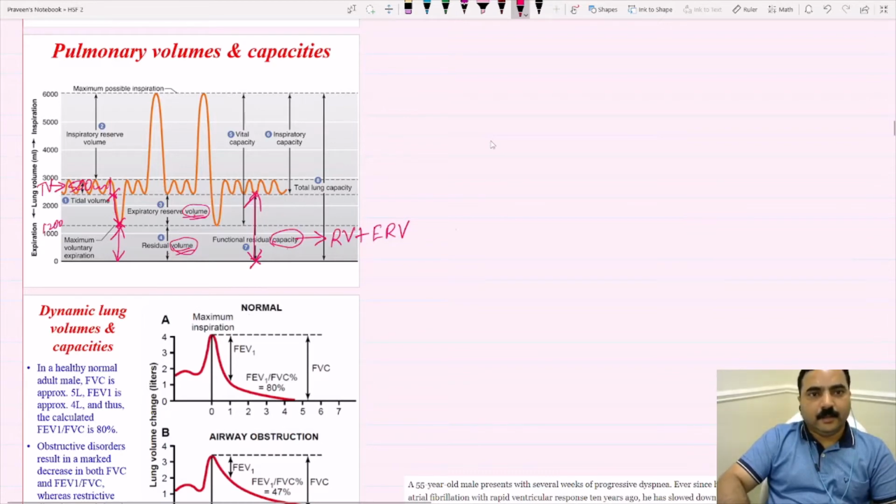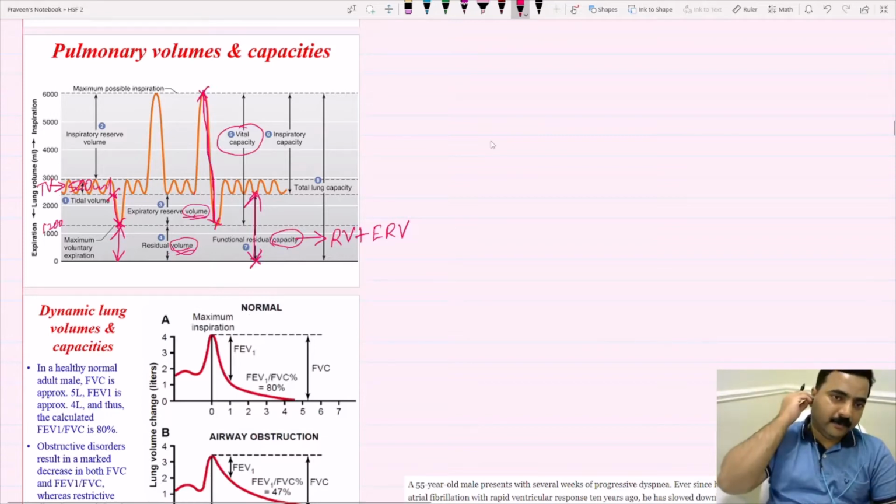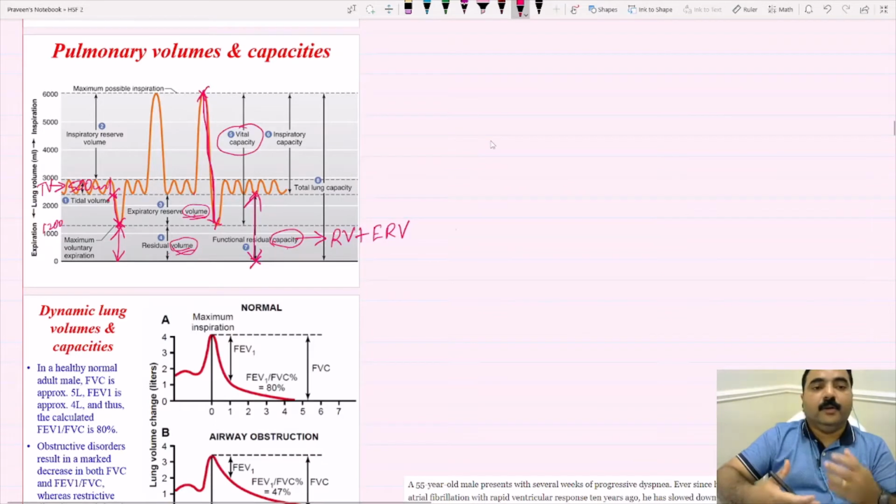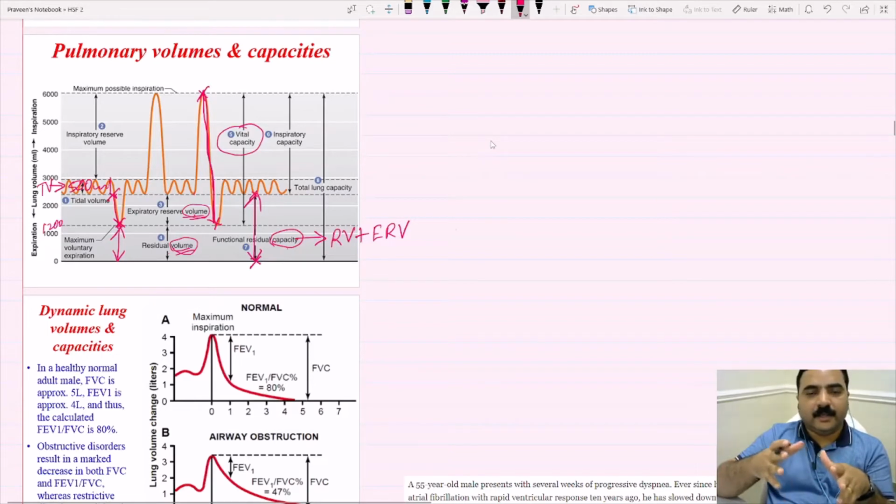Now another thing is the vital capacity. Vital capacity is the volume of air that can be forcefully expired out after a forceful inspiration. We always take the vital capacity as the volume of air that can be forcefully expired out, not the volume that can be forcefully inspired in, because that does not give an indication for distinguishing obstructive versus restrictive lung disorder. That's the reason why we use the forcefully expired volume after the forceful inspiration instead.